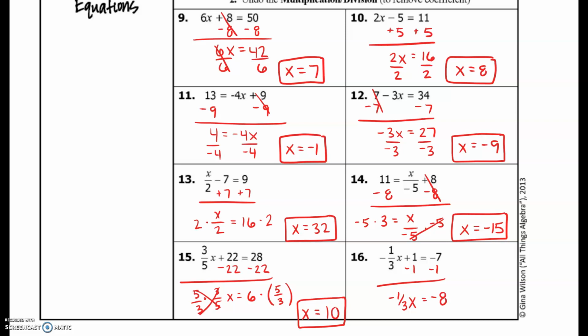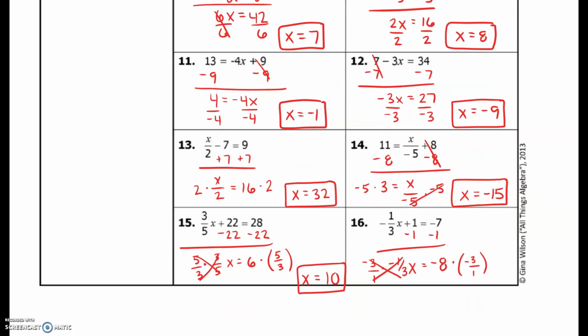Again, we have a fraction to get rid of, so we will multiply by the reciprocal. In this case, that is a negative 3/1. Notice I'm putting it in parentheses on the right-hand side to remind myself that I need to enter it in parentheses when I type that in the calculator. So, negative 8 times negative 3 is a positive 24. 24 divided by 1 gives us a result for number 16 where x equals 24.